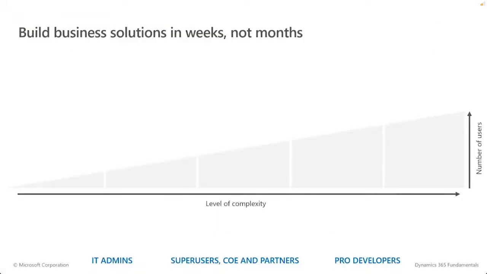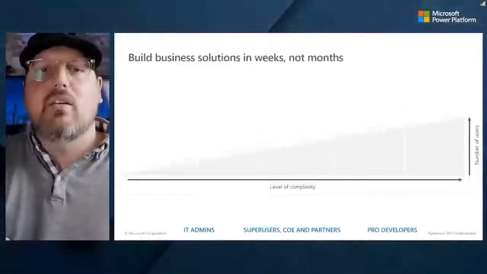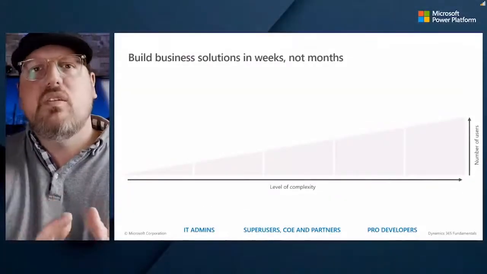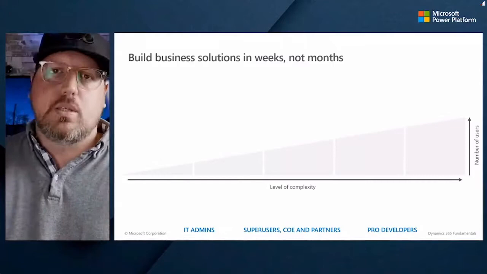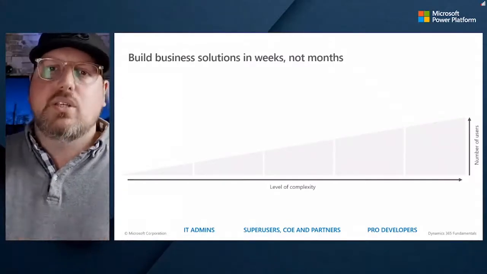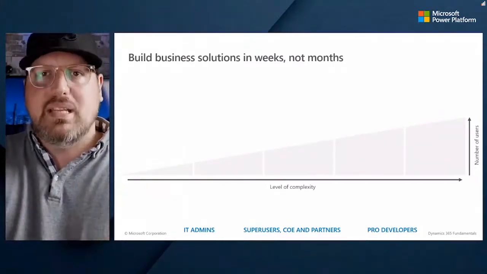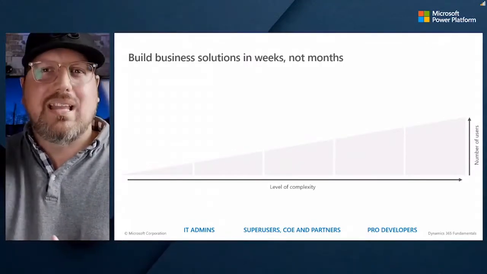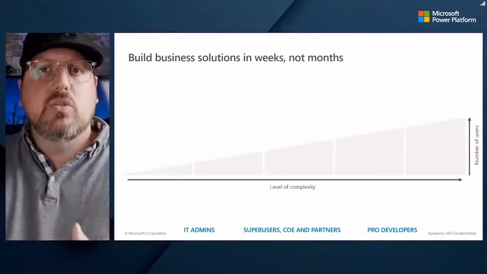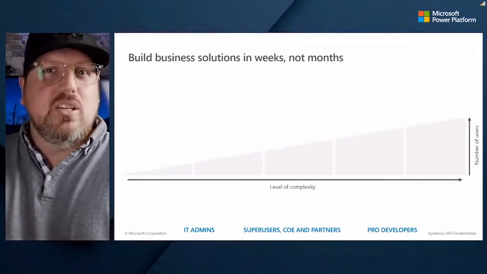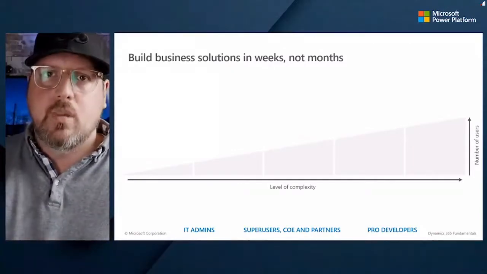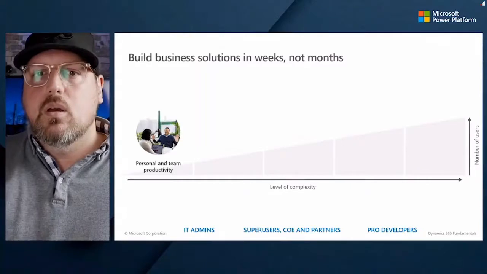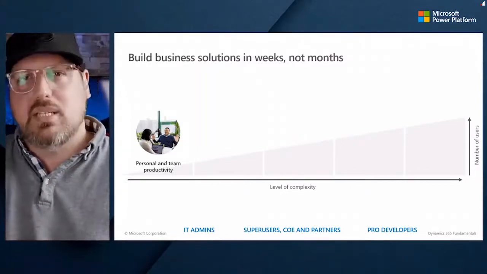So, when we look at our different clients and the kind of apps they build, they usually fall within 5 different categories. On the horizontal axis, it will represent the level of complexity of the application that's being built. And on the vertical axis will be the number of users in the organization that are actually using the app that's been built.